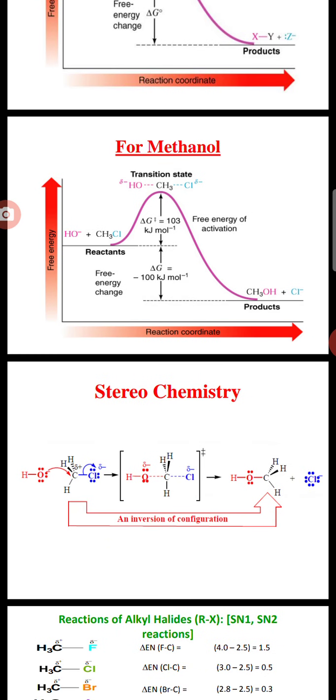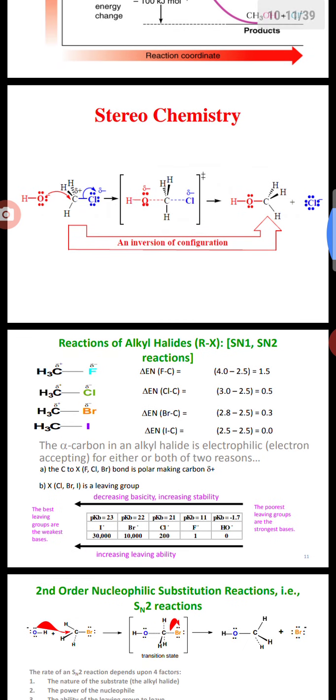Stereochemistry of the reaction: the hydroxyl group is attached to the opposite side from which the leaving group leaves, opposite to the halogen side. So this is the inversion of the configuration.